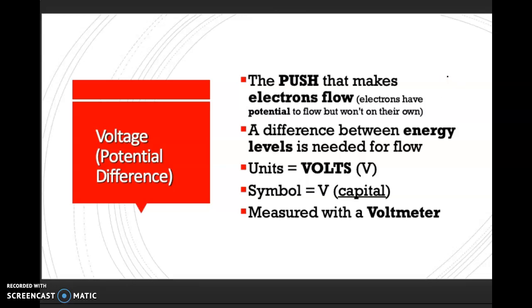That has a potential difference on one end of the battery to the other end. You notice there's a positive end and a negative end. So that's why it's called potential difference. Also voltage.